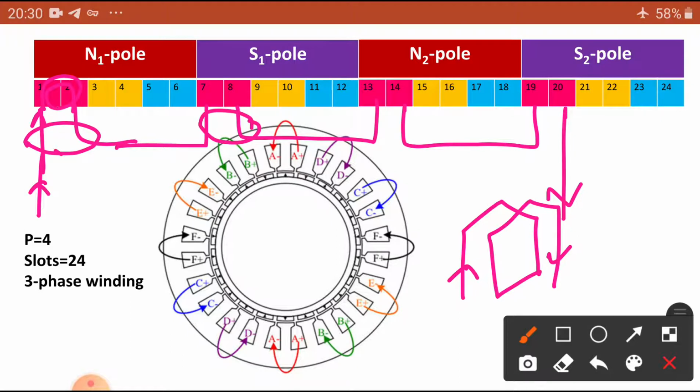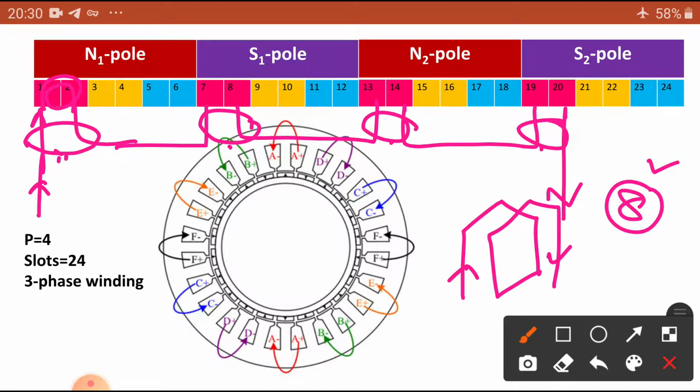Similarly, here also. That means 2 slots, 2 coils, 2 coils, 2 coils, 2 coils. Total 8 coils, R phase over.